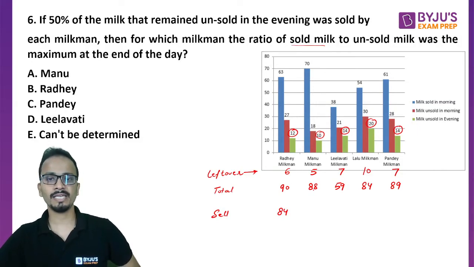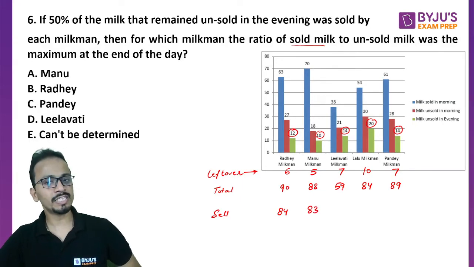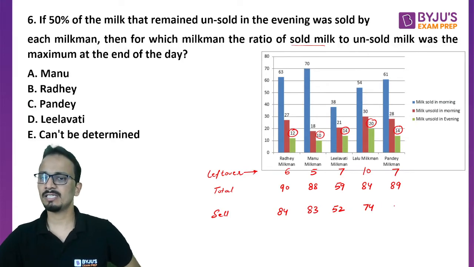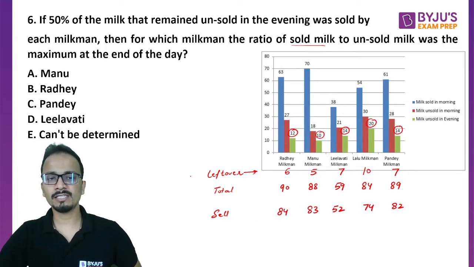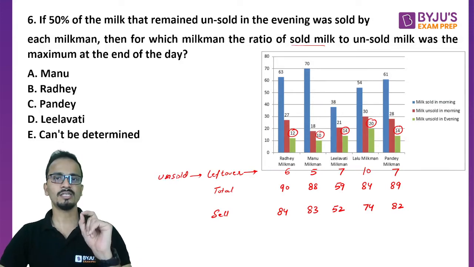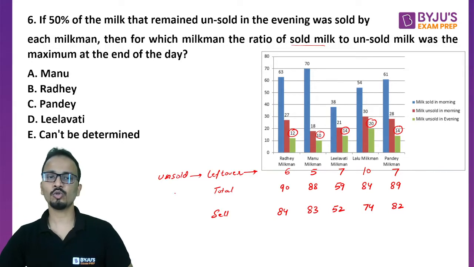Manu 88 minus 5, that is 83 liters. Leelavati 59 minus 7, 52 liters. Lalu 74 liters, and Pandey 89 minus 7, that is 82 liters. So this is the quantity of milk they have sold, and this is the quantity of milk which has left unsold. So what they want is the ratio of sold milk to the unsold milk.